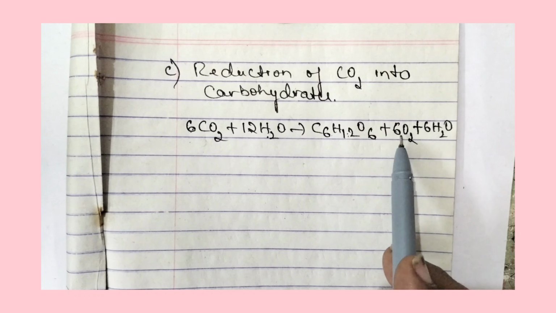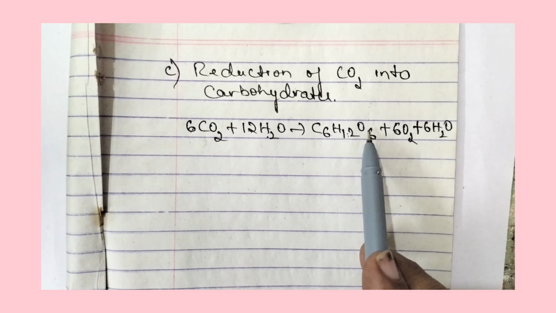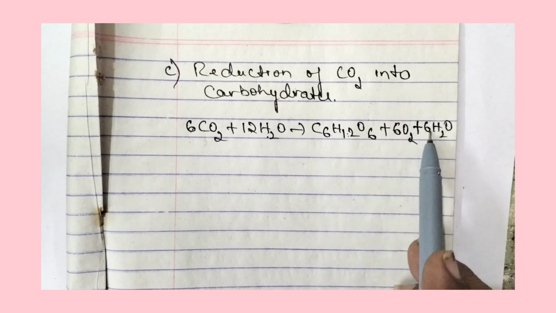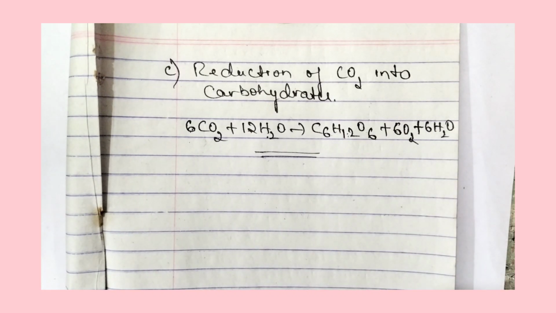Oxygen here 6, here 12, 12 plus 6 is 18, plus 6 is 24. So this is the balanced equation for photosynthesis: 6CO2 plus 12H2O give rise to C6H12O6 plus 6O2 plus 6H2O. So this is the balanced equation for photosynthesis.